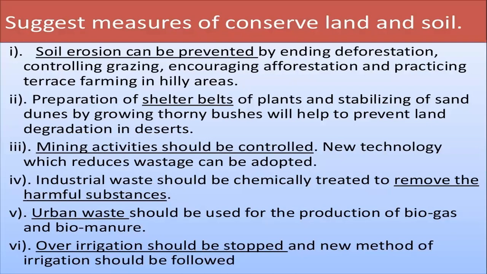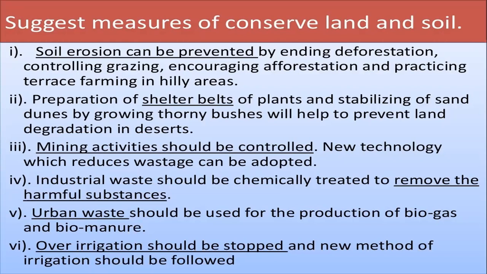Planting of shelter belts of plants, control on overgrazing, stabilizing of sand dunes by growing thorny bushes are some of the methods to check land degradation in arid areas. So in deserts, we can create shelter belts of plants. We can grow thorny bushes, and this will prevent land degradation in the desert.